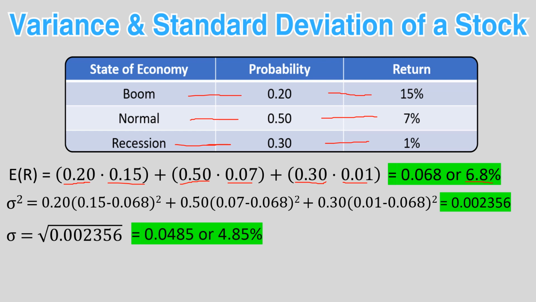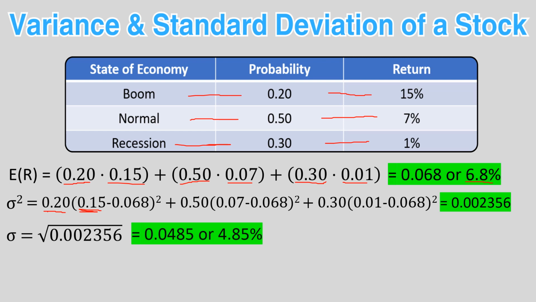So now how do we calculate the standard deviation and the variance? First, it's easier to calculate the variance, as the variance squared is just the standard deviation. So the standard deviation is the square root of the variance. So to calculate the variance, I'm going to break this down. It is basically the probability of the boom state occurring, so this 20%, and then the return that we get in that particular state.